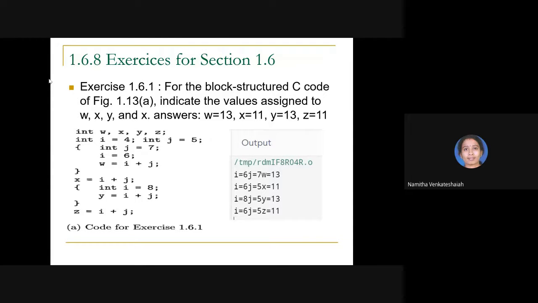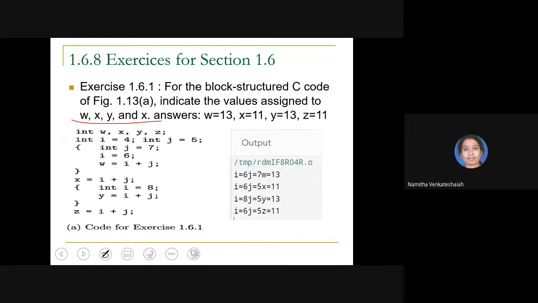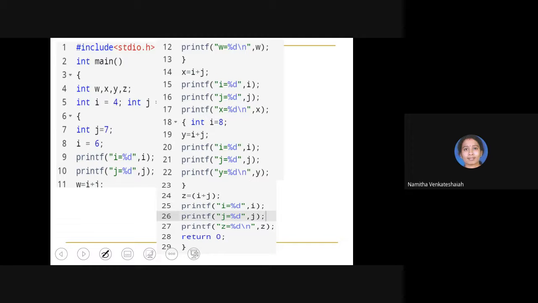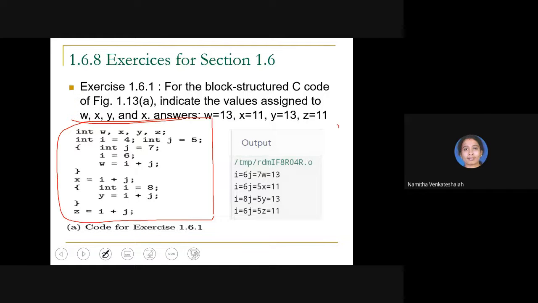Okay, what were we discussing? We were discussing the value of W, X, Y, Z for this particular code. So for this, what is the best way of knowing? What I did is I just typed the code and got this output. But we should also know the logic, right?